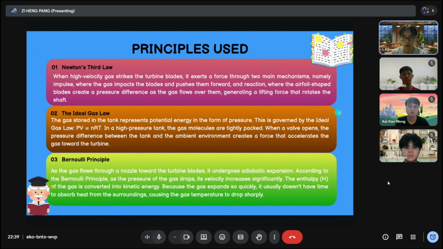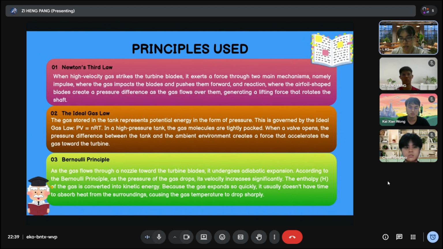The second principle is the ideal gas law. The gas stored in the tank represents potential energy in the form of pressure. This is governed by the ideal gas law, PV equals nRT. In a high pressure tank, the gas molecules are tightly packed. When the valve opens, the pressure difference between the tank and the ambient environment creates a force that accelerates the gas toward the turbine. And finally, the Bernoulli principle.